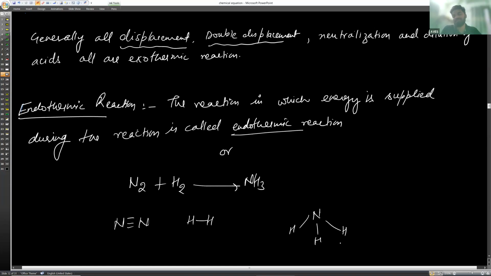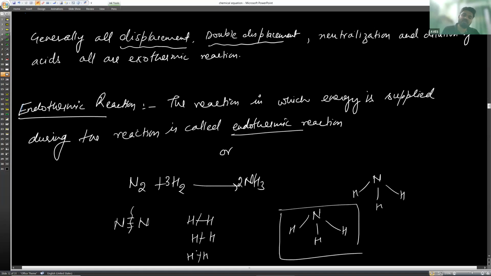If I balance this, you can write N2 plus 3H2, meaning 2 nitrogens and 6 hydrogens. 2 ammonia are going to form. You break the bonds, and new bonds are formed. 2 nitrogens and 3 hydrogens combine to form 1 ammonia molecule, and another 3 hydrogens with 1 nitrogen form another ammonia molecule, NH3.